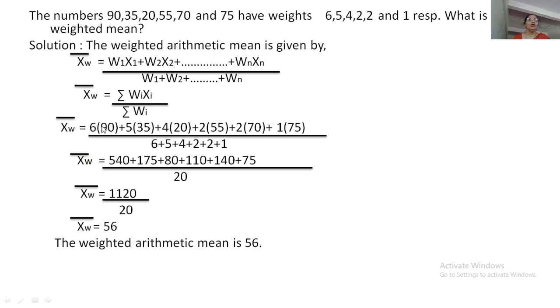This is one example. Suppose the numbers 90, 35, 20, 55, 70 and 75 are the observations and their weights are 6, 5, 4, 2, 2 and 1 respectively. Then what is the weighted mean? By definition, weighted mean is equal to summation of wi xi upon summation of wi. You multiply each observation by the respective weight and add those values, so the value becomes 1120, divided by the sum of all weights, which is 20. So my weighted arithmetic mean for this set of data is 56.